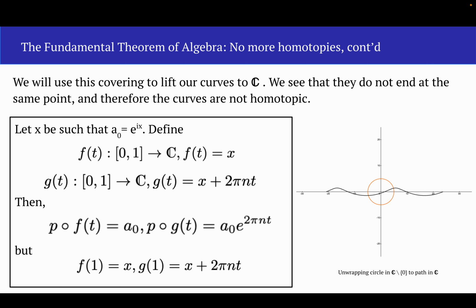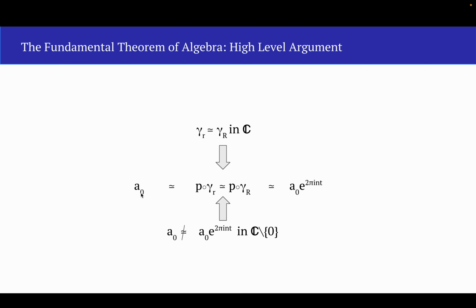This is a proof you can show for generalized covering maps, but what we find is that when we define the logarithm of our two curves a0 and a0 e to the 2 pi i n t, we get the curves x and x plus 2 pi n t, and we can see that while they start at the same point, they end at two different points, and therefore are not homotopic to each other. This means that our original curves were not homotopic, and so we conclude that a0 is not homotopic to a0 e to the 2 pi i n t in the punctured plane.